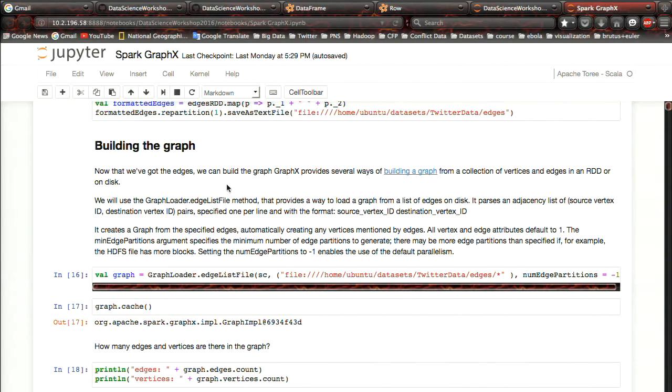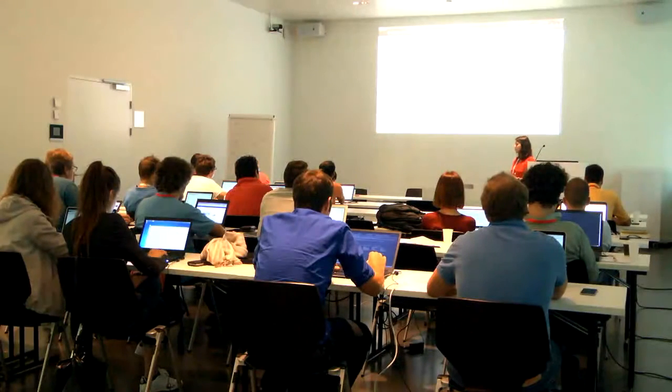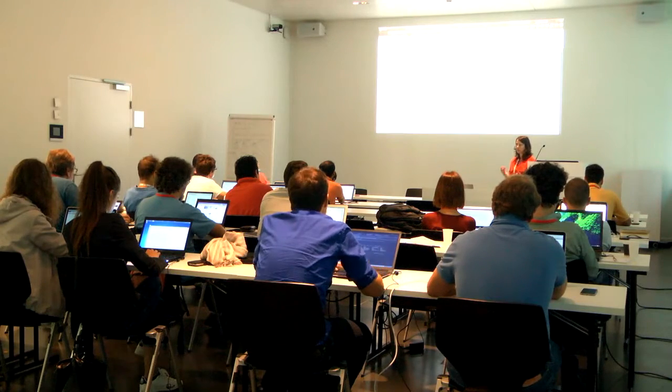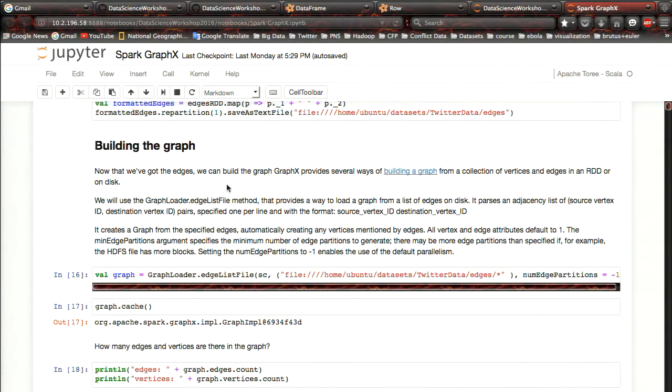So an edge is a relationship between two vertices, and the format required for this method is simply by specifying each edge on a single line, and the vertices that this edge connects are specified by the IDs of the users, and we have to format it with a space between the two identifiers.